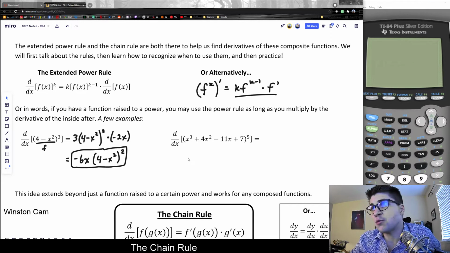I'm trying to keep our lectures from getting too long, which they have been lately. Anyways, let's just do one more real fast, and then let's talk about the chain rule.